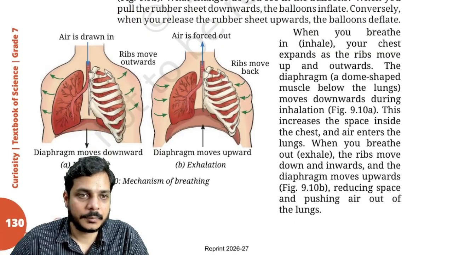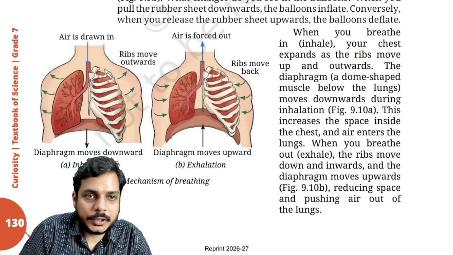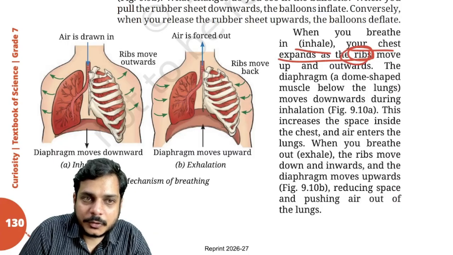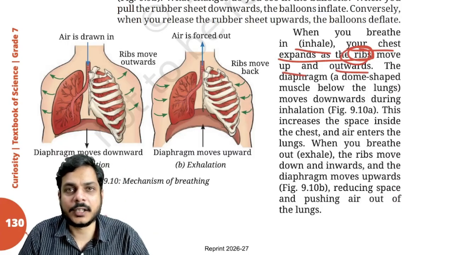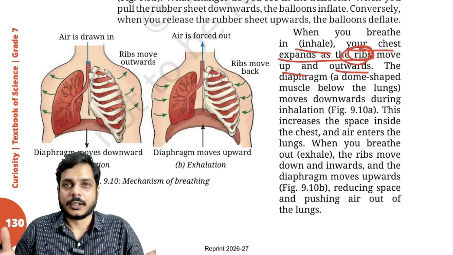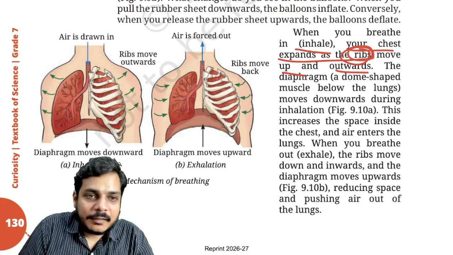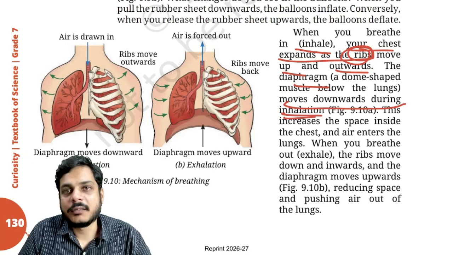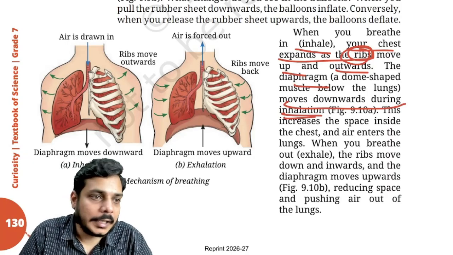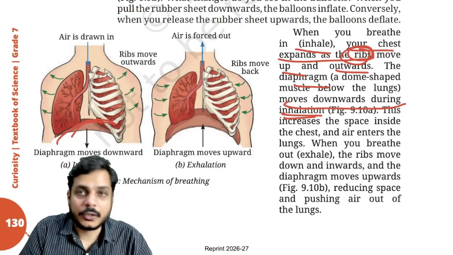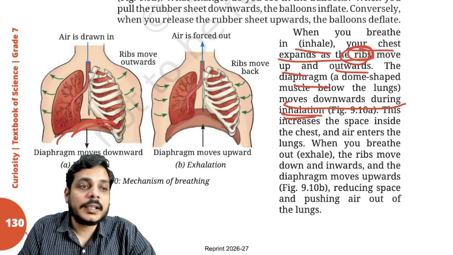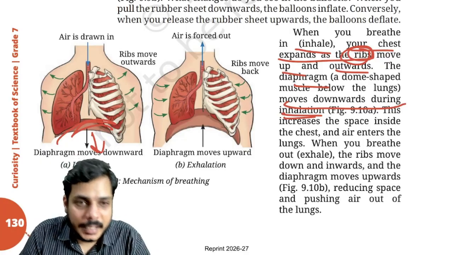So here is the mechanism: when you breathe in, inhale, your chest expands as your ribs move up and outwards. Whenever you breathe in, your rib cage will also move outwards. The diaphragm, a dome shape, moves downwards during inhalation. When we breathe in, it moves downwards. You can actually feel the diaphragm move downward as you inhale air.